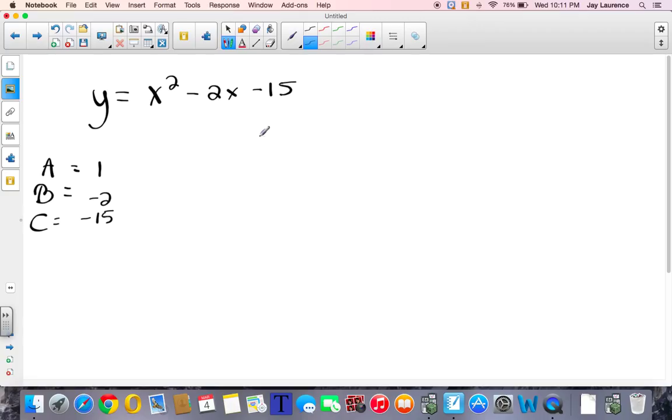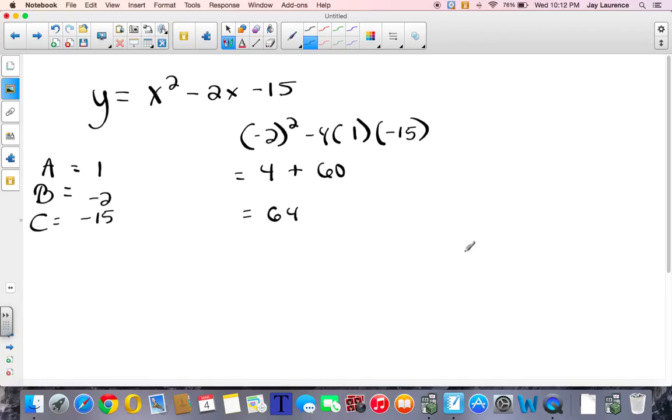All right, now I go to my discriminant, so I do the b squared minus 4ac. That's going to be 4 plus 60. It's just a coincidence that I got 64 again. You won't always get 64. Made this equation up off the top of my head. All right, so now I know there are two zeros because this is positive, right? This is my discriminant. So now I go finding the two zeros.